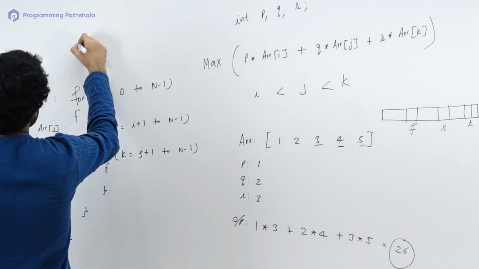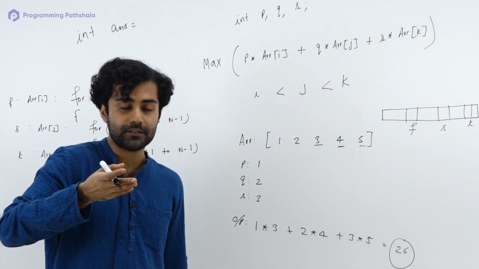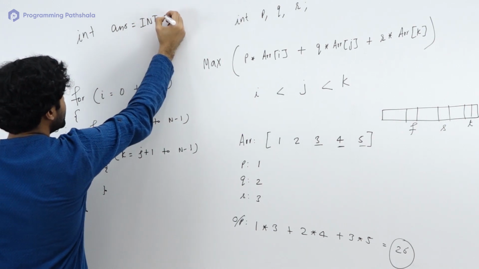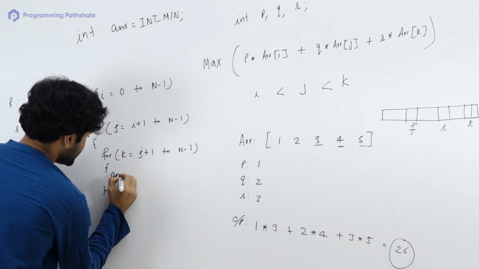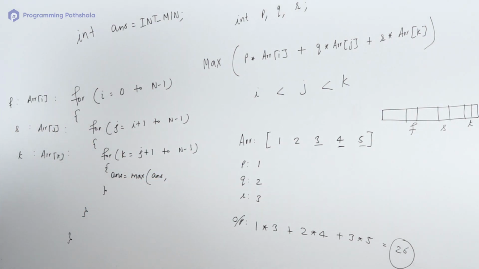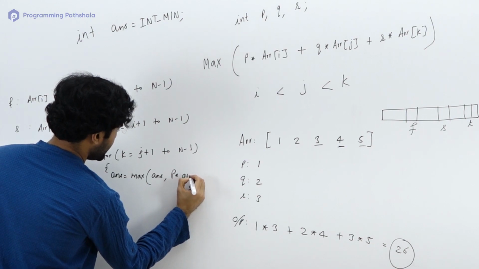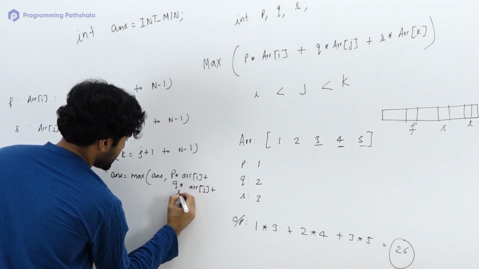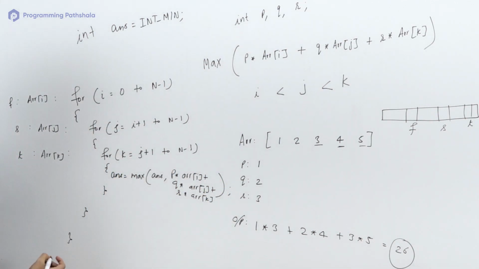So what you can do is initialize your answer to something. Because you want to maximize it, you want to initialize it to as low a value as possible. So it could be INT_MIN, which is like minus infinity, and every time you are going to update your answer in this manner: answer equals max of answer, comma, whatever your current value is, p multiplied by array of i plus q multiplied by array of j plus r multiplied by array of k. You keep on doing this, and then eventually you return your answer.